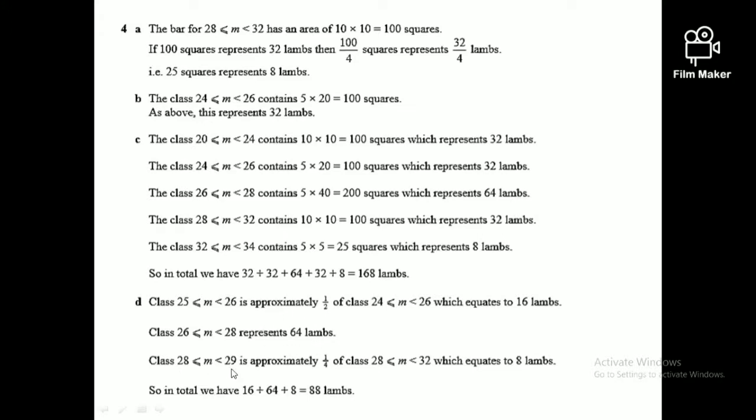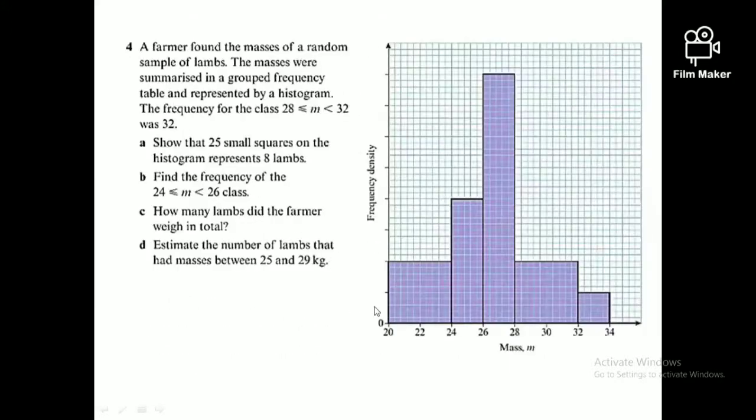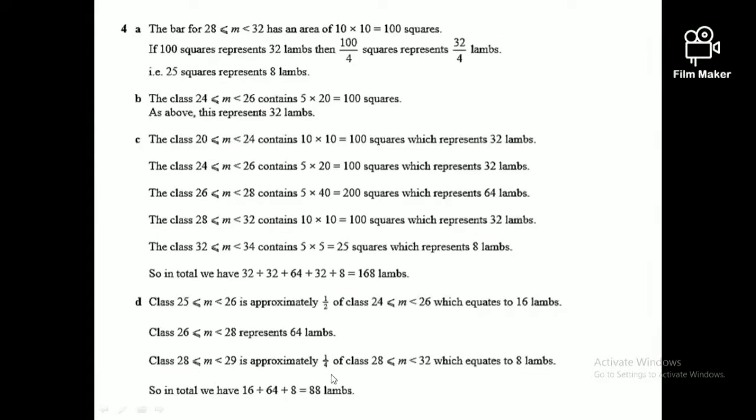Then 28 to 29. Let's see. 28 to 32 is the full category, so 28 to 29 should be 1/4 of this part. Then we can work out 1/4 of how much? In that 28 to 32 there are 32 lamps. 1/4 of 32 is how much? The reason is that 28 to 29 is 1/4 of this gap.